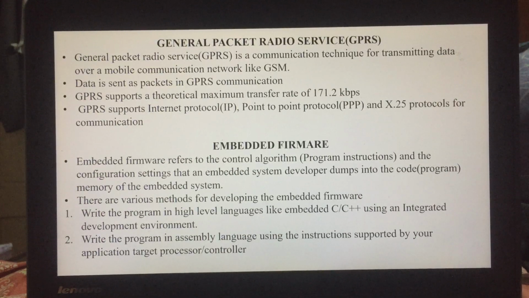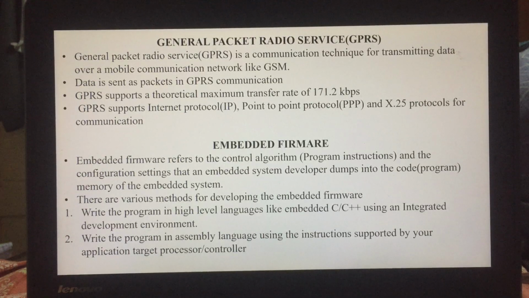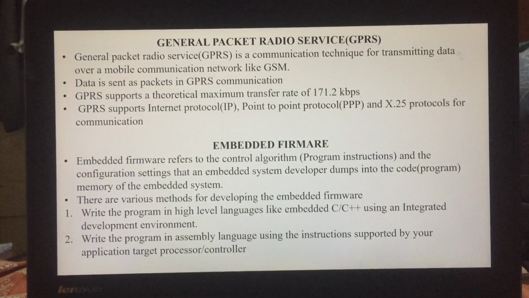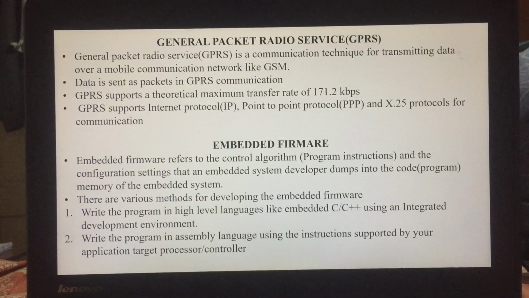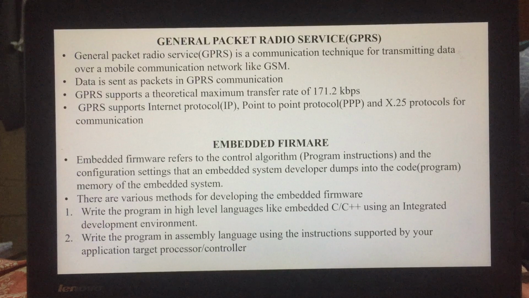For the beginner, it is recommended to use high-level language-based development because writing code is easy and portability is also high. Highly portable means you can use the same code to run on a different processor or controller with little or less modification. The only thing needed is to recompile the program for the new processor with the required IDE and replace the include files for that particular processor.